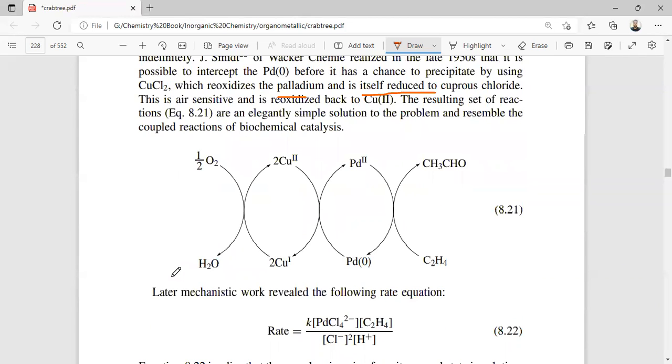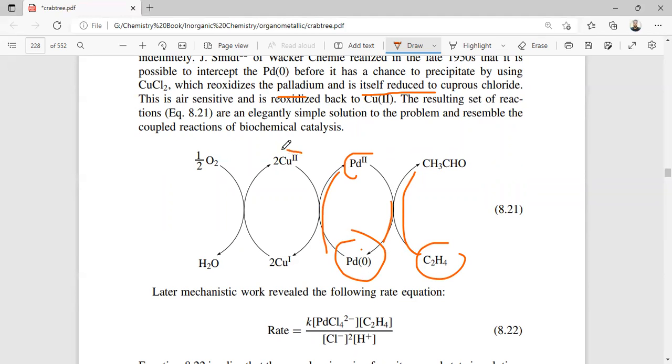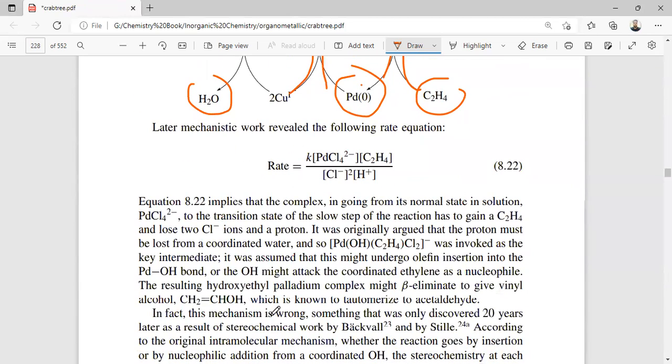So in the Wacker process here, palladium 2 is converted to palladium 0 and the ethylene is converted to acetaldehyde. Again, this palladium 0 is converted to palladium 2 by the reduction of copper 2 to copper 1. Again, this copper 1 is oxidized in the presence of oxygen and water to form copper 2. So this is the equation. The equation implies that the complex is going from this normal state in solution, PdCl4 2 minus.